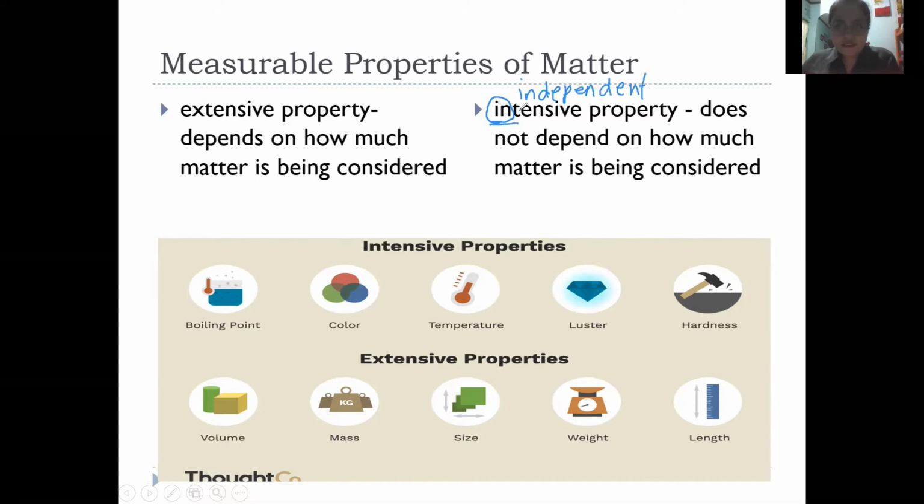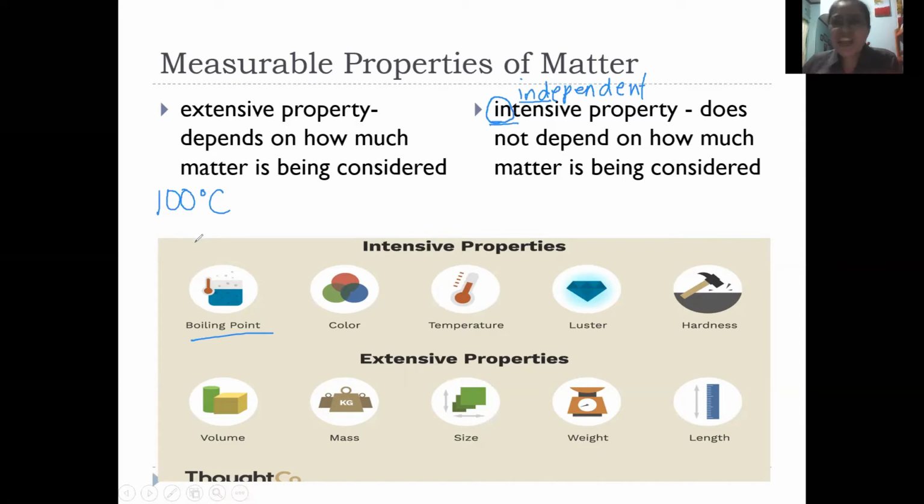Independent saan? Independent siya on how much matter is being considered. For example, you have here the boiling point. We all know that water boils at 100 degrees Celsius. Again, water boils at 100 degrees Celsius.